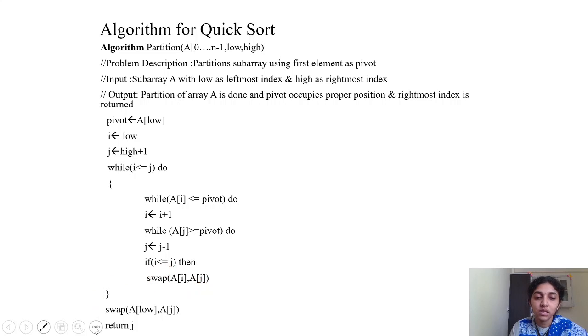When j crosses i, that is if this is not true, then we have to swap a of low with a of j, that is the pivot with a of j, also we can write here. Then you return the jth position. So what is j? j is the position where the pivot is residing exactly. So all the elements in the left subarray will be less than the pivot, and all the elements to the right of the pivot will be greater than the pivot once this partition is done.